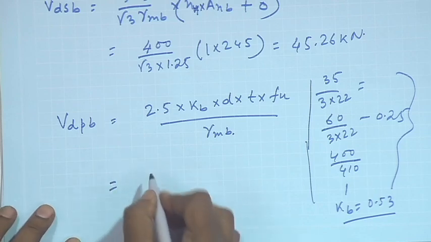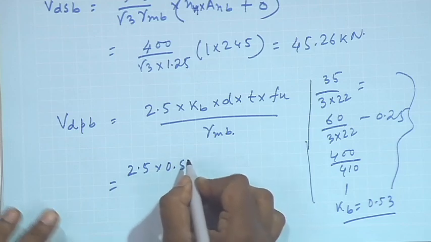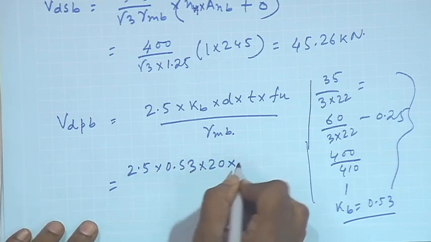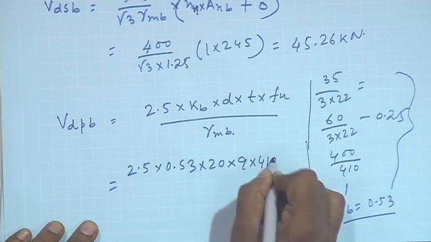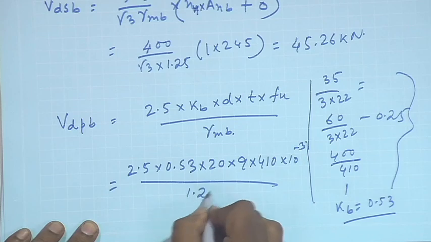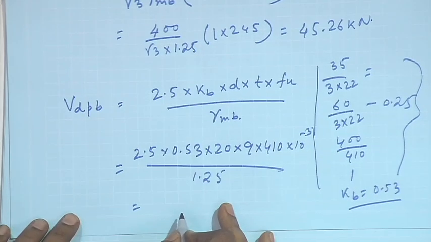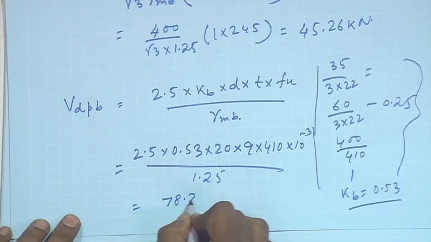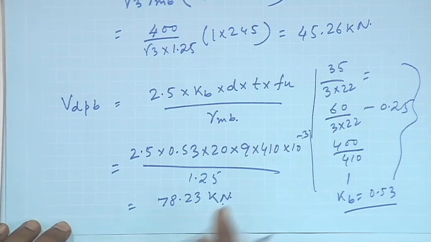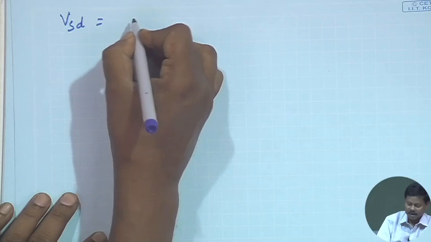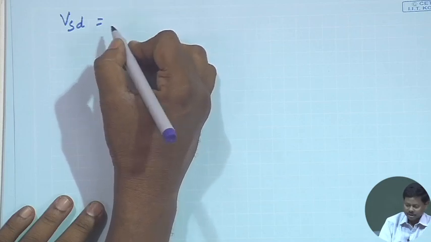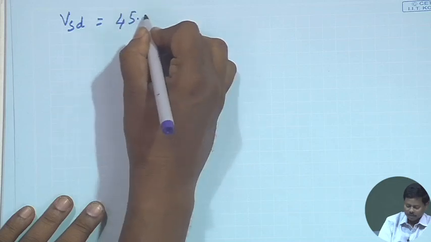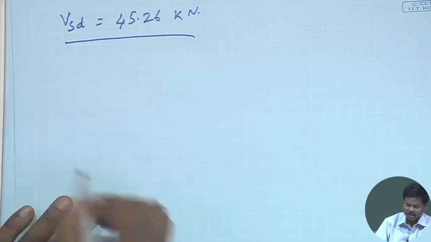So, if we put those values, then we can find out the value of bearing strength of the bolt. So, here d will be 20, t will be the thickness of the lesser one. So, that is 9, and fu is this, I can make into kilonewton. So, I can find out this value as 78.23 kilonewton, right. So, V_sd value, that means design strength of bolt, V_sd will become lesser of these two, V_dsb and V_dpb, that is 45.26 and 78.23. So, lesser of this will be 45.26 kilonewton. So, this is the value we got.